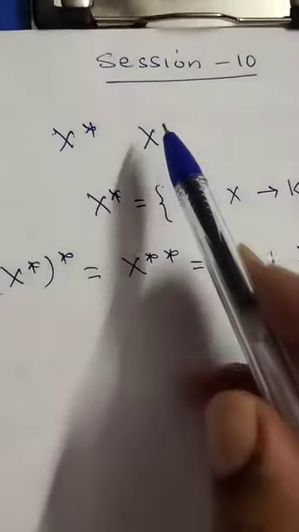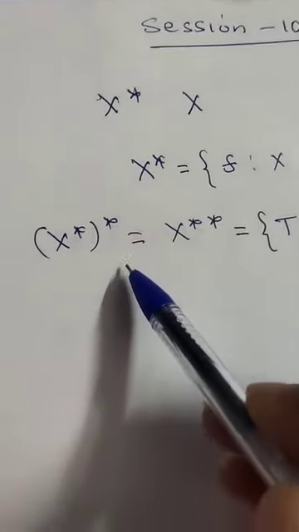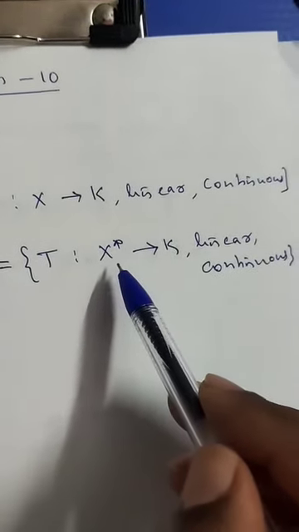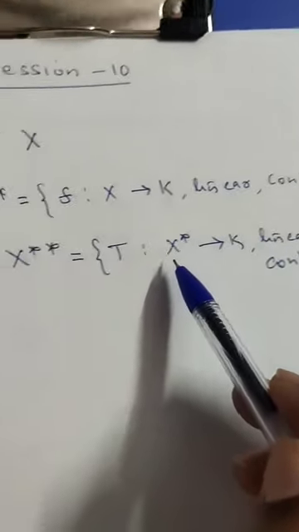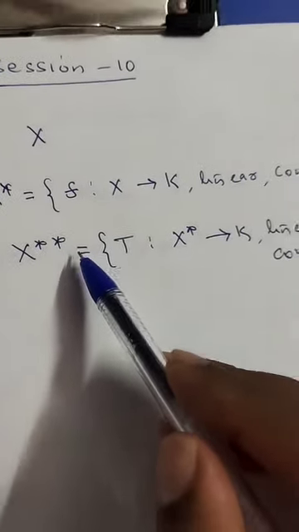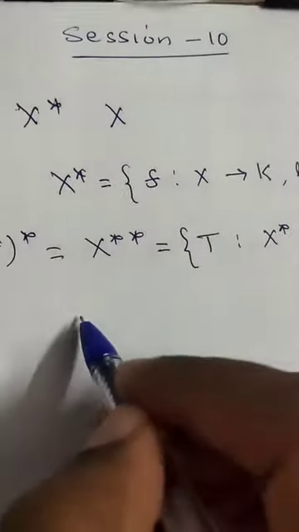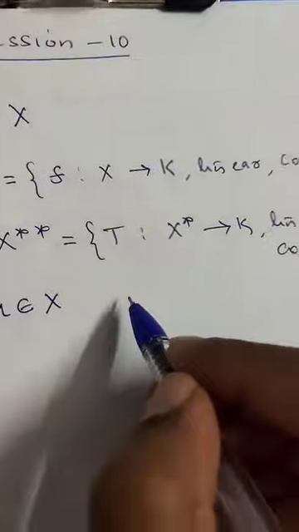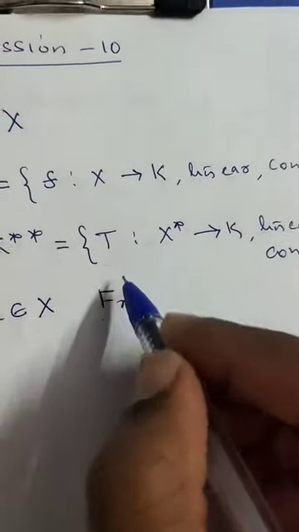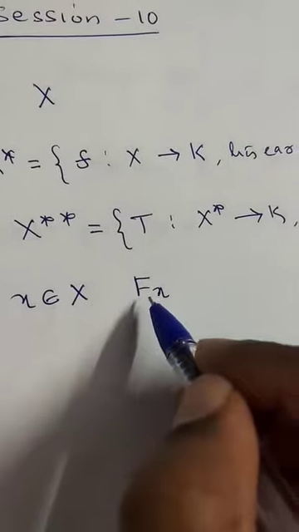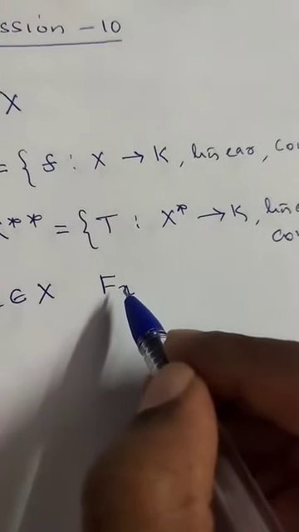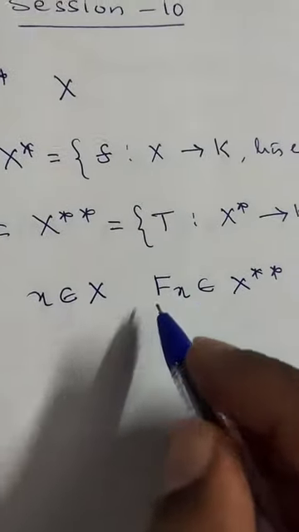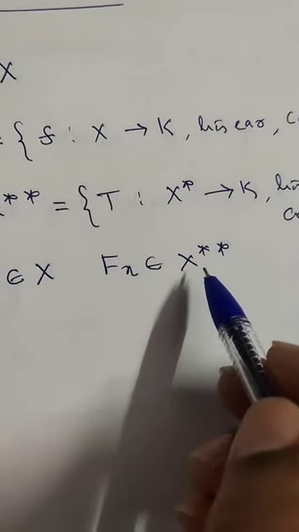So now X is a normed linear space, X star is also a normed linear space. In fact, X double star is also a normed linear space. They contain the linear functionals on X star. Each vector x belonging to X gives rise to a functional, say fx. Instead of T, I will write fx, because corresponding to x we have a function fx which belongs to X double star.